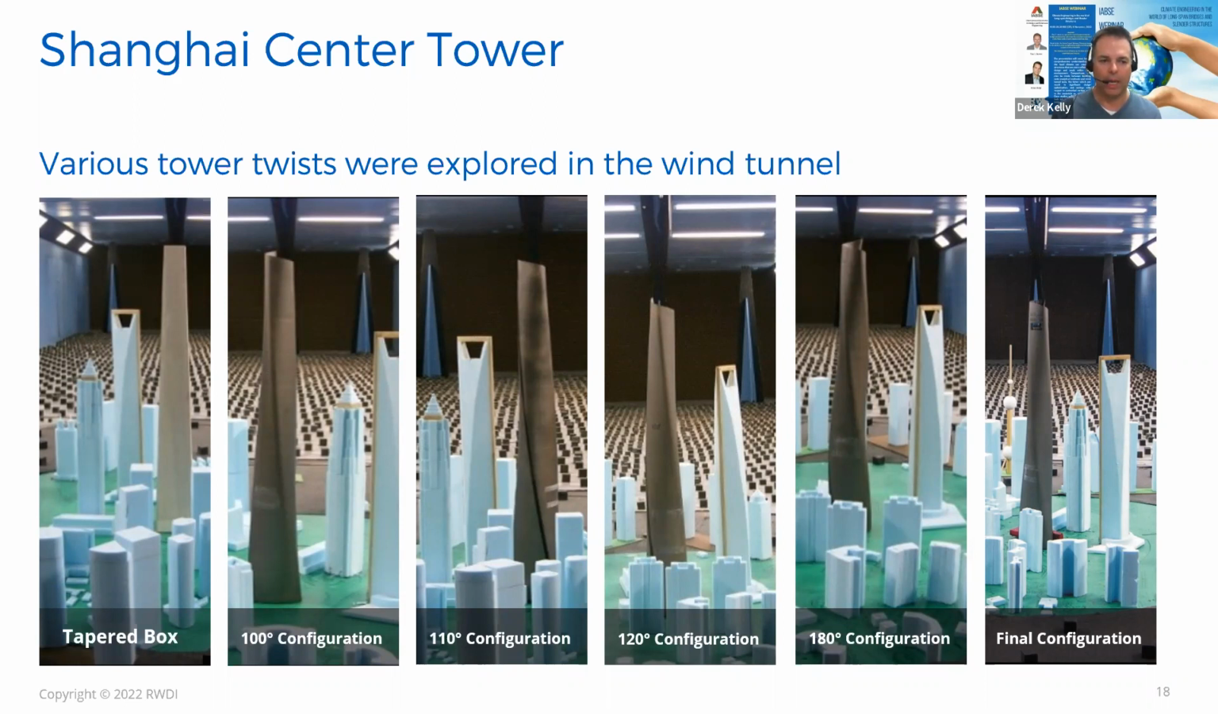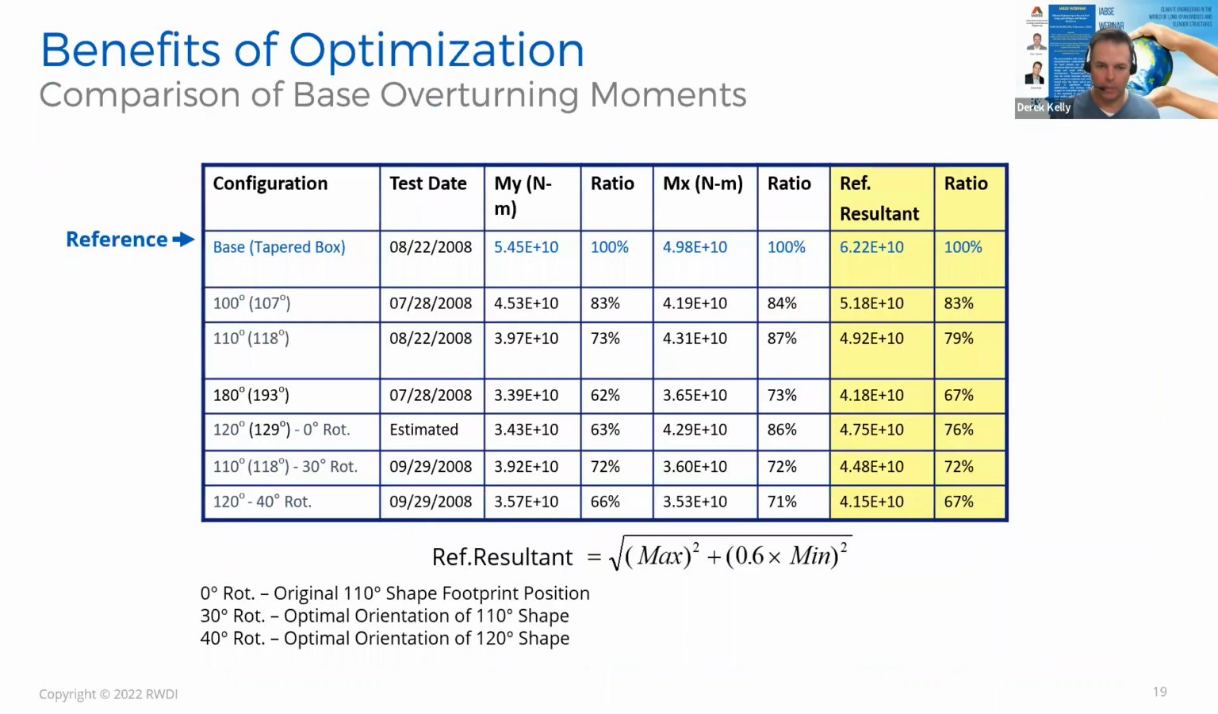And we compared it to a tapered box, because that's what the building code thinks you have, a box. That's what the expert panel wanted to see when we did a peer review process in China. In terms of overturning moments, when we compare it to the tapered box, you can just see here the ratio on resultant overturning moment. We were able to reduce the base loads by 33%.